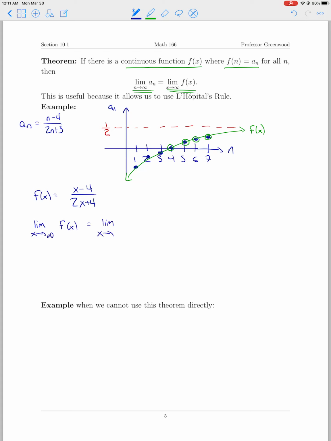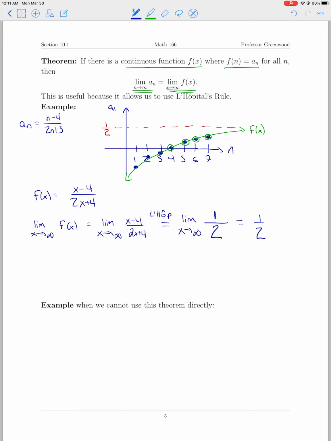that'll just be x minus 4 over 2x plus 4 again. And now the numerator and the denominator here both go to infinity, and so I can use L'Hopital's rule and take the derivative of the top and the bottom. The derivative of the top is just a 1, the derivative of the bottom is just a 2. Now there's nothing left in terms of x's, and so I can just drop that and get a 1/2 overall.